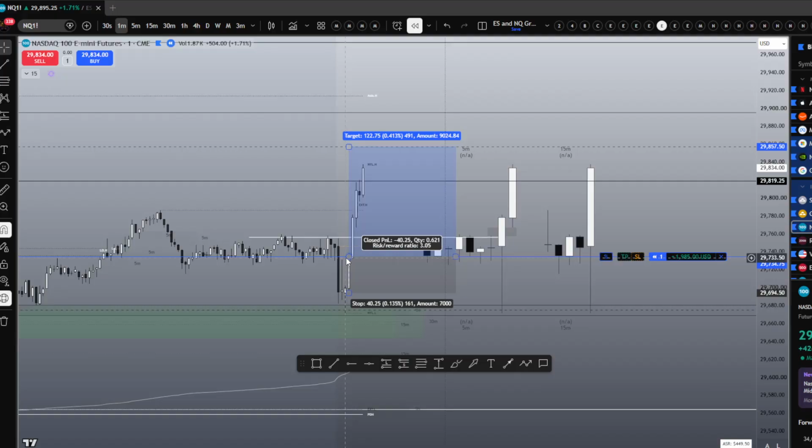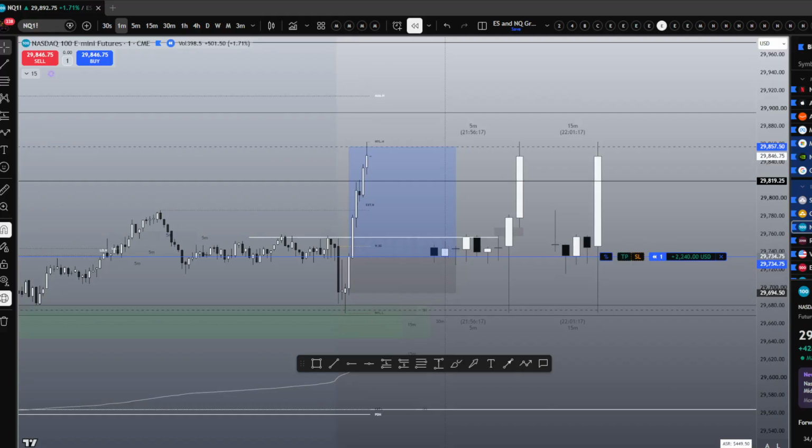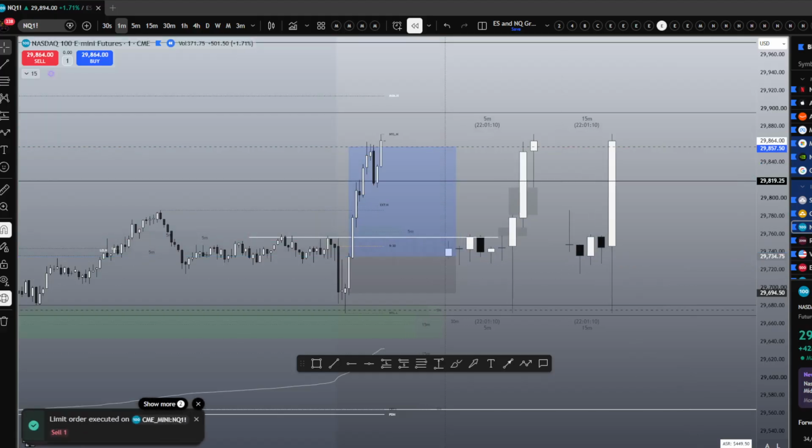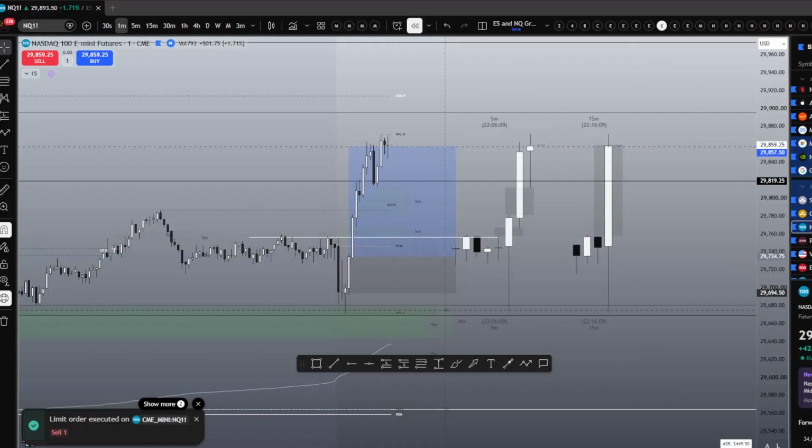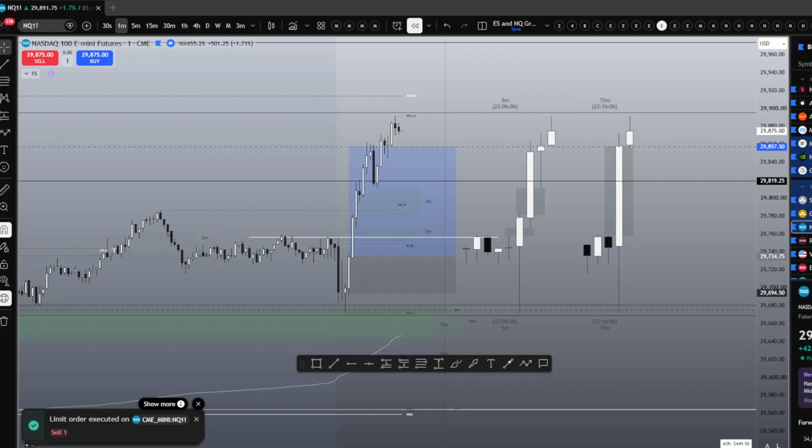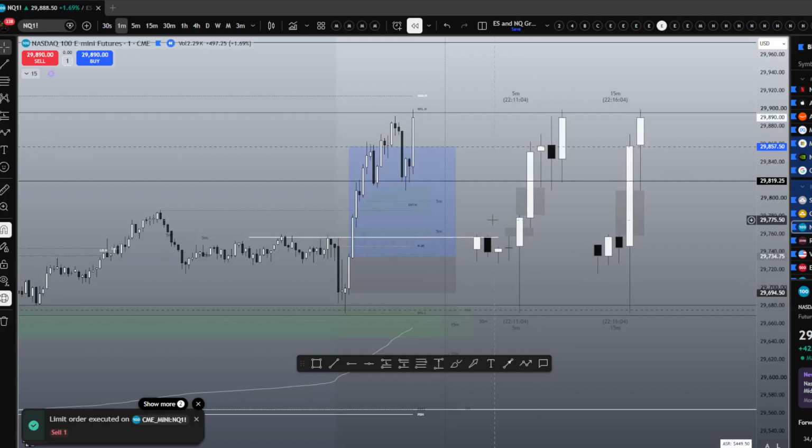So you can basically enter here or right here. I entered somewhere in the middle here, and then I'm basically just holding to my targets. My take profit got hit right here, and I was basically out of my trade. And then from here, we do fill the 4-hour gap eventually.